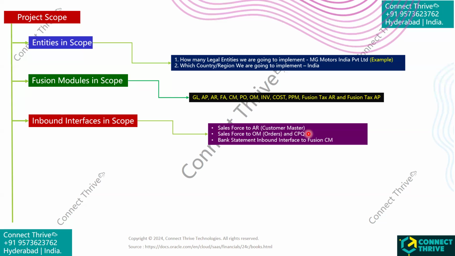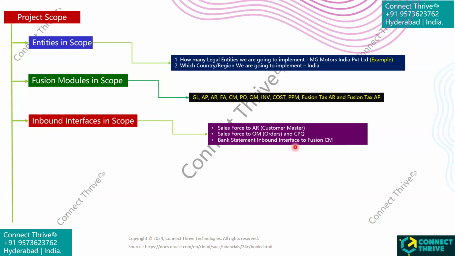Once the business user checks out the order in their front end third party web applications like Flipkart or Amazon, after that, based on that, the CPQ code will be generated. That CPQ code will be converted as a sales order in our Oracle Fusion application. Okay, so in this case, we will do the integration from Salesforce to order management. Then after that, we have a bank statement inbound interface to the Fusion cash management module.